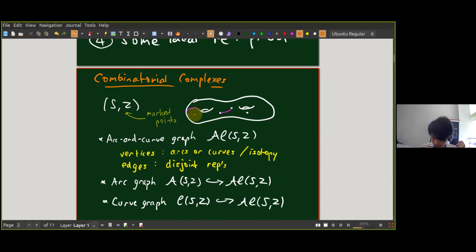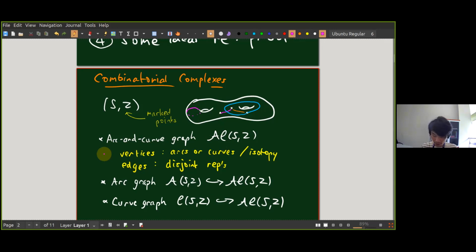Just to be a bit careful here: in the case of arcs, I allow this to be considered disjoint as long as the interiors are disjoint. But what I don't want is, for example, this blue arc. They're allowed to start and end at the same point. So this blue arc will intersect this pink one, so they're not adjacent in the arc and curve graph, whereas the orange and the blue one are adjacent. And each of these is also adjacent to this curve. So that's the arc and curve graph. I'm considering everything up to isotopy or proper isotopy.